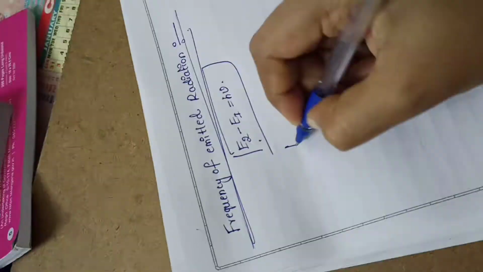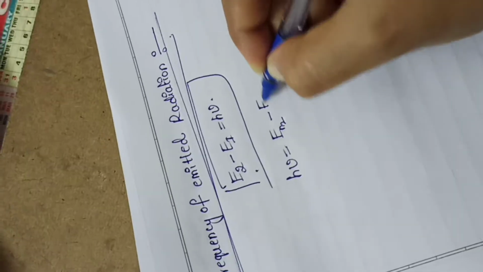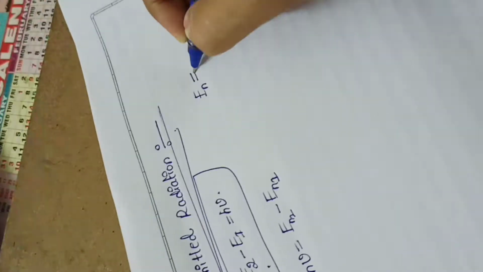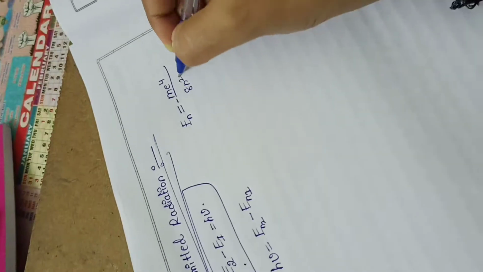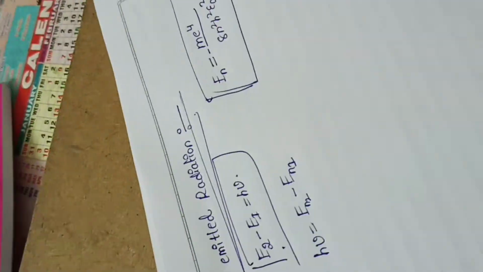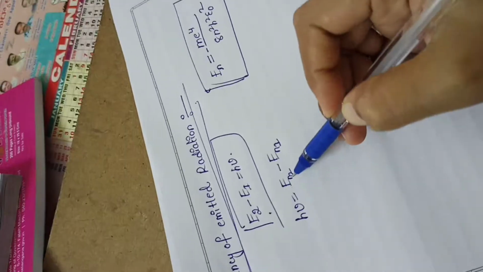So here I am writing h nu is equal to En2 minus En1, because we already have the energy of the nth level, that is minus m e power 4 by 8 n square h square epsilon naught square. This is the nth level energy of the electron. So here I would like to change the equation to En2 minus En1.